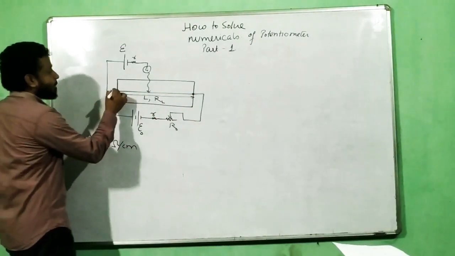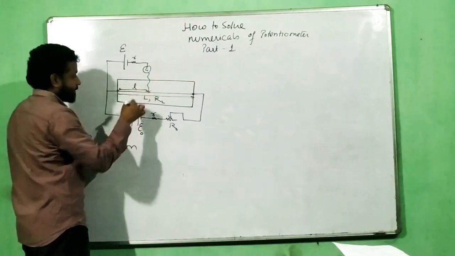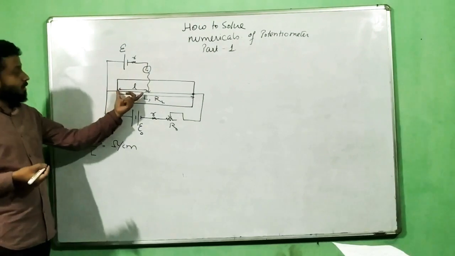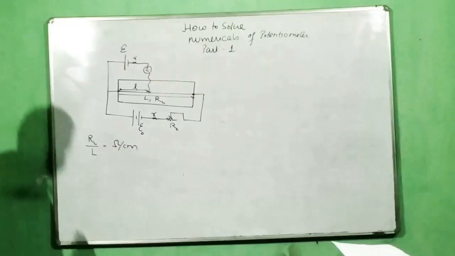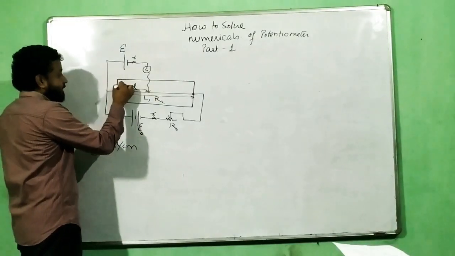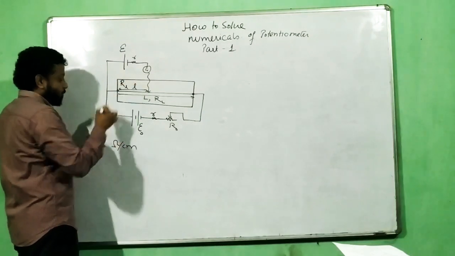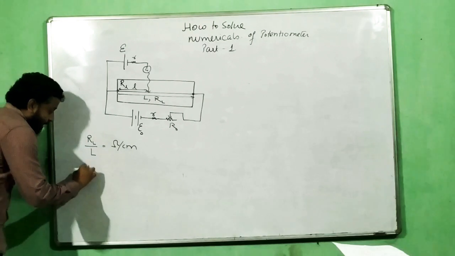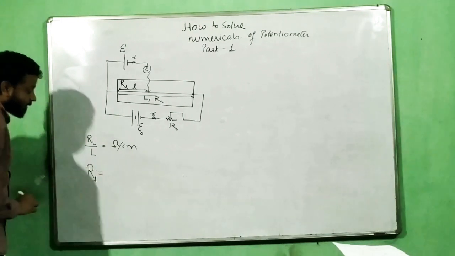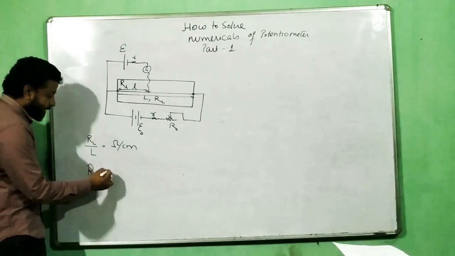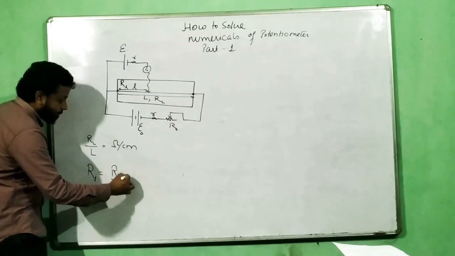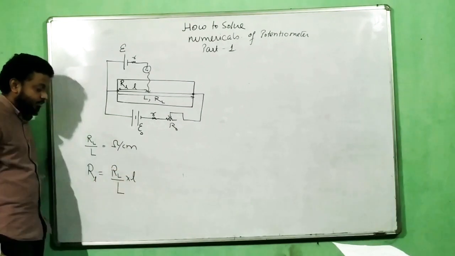Now if I say that the balancing length is L, can we find the resistance of the balancing length? Yes. So let us say the resistance of the balancing length is R small l. How will you find R small l now? R small l I can find by using this logic of RL divided by L multiplied by small l.